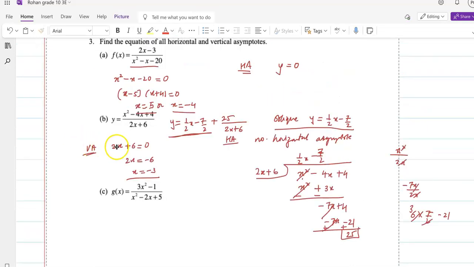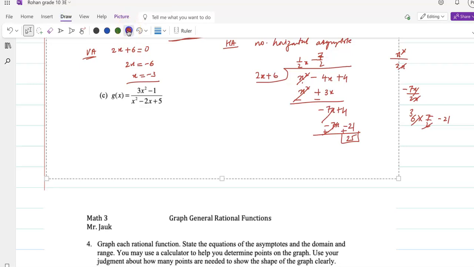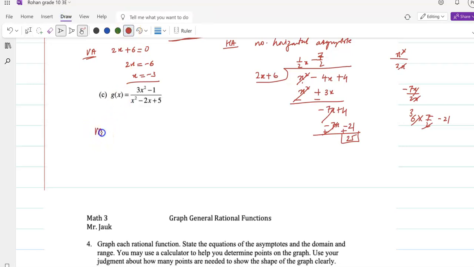This one. Vertical asymptote: x squared minus 2x plus 5 is equal to 0. You'll have to solve it with the quadratic equation, or on your calculator. If it comes without a calculator, I don't think so, but if we do b squared minus 4ac, it won't have any real roots.